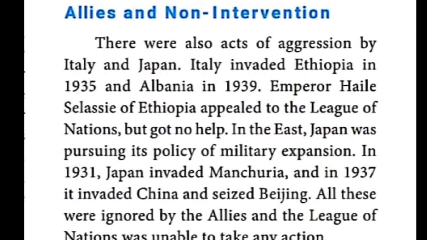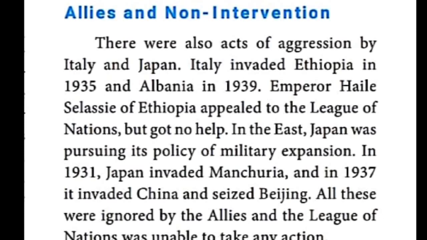Allied powers, in the sense I told, Britain, France, the United States of America and many countries followed the policy of non-intervention, the isolationist policy of isolation. They did not interfere in any other activities. So the activities of the allies as well as the policy of non-intervention were responsible for the outbreak of the Second World War.